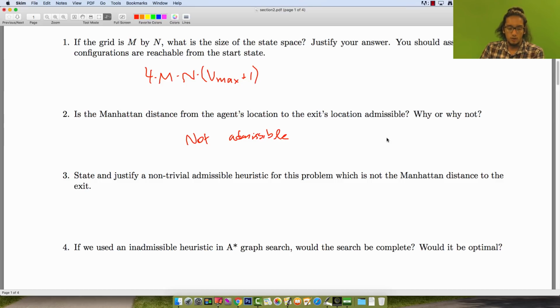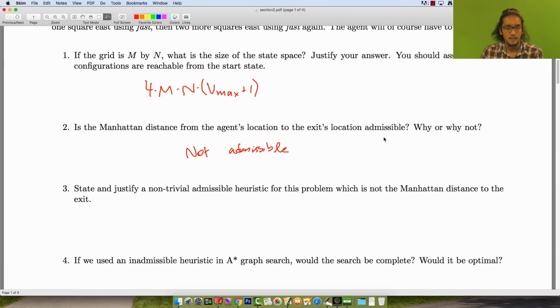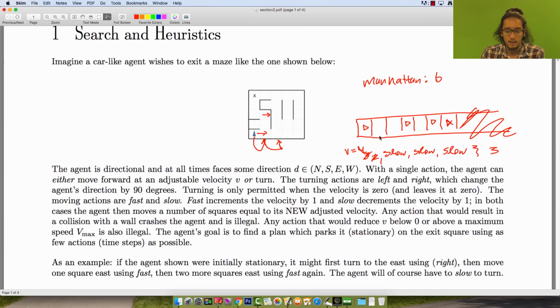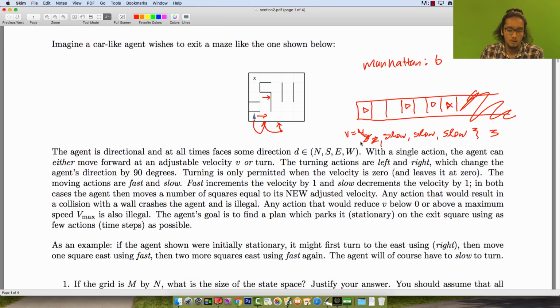Okay, so in question 2, we found that Manhattan distance is not an admissible heuristic. So question 3 is about, okay, let's try to state some heuristics which are admissible for this problem, right? And the idea is, maybe we can tweak Manhattan distance, and we can take into account the fact that you have this velocity term, and we can come up with a modified heuristic which is in fact admissible.